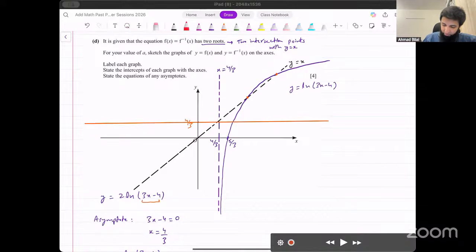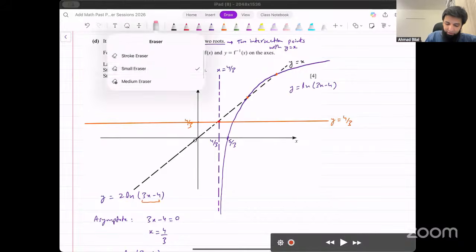So the asymptotes are going to intersect at the y equals x line as well. You can label this as y equals 4 over 3. That's the asymptote of the exponential function.